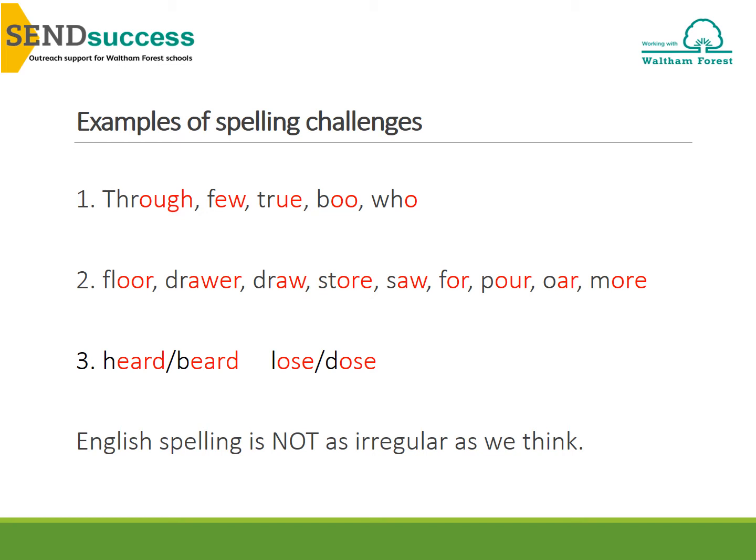English spelling is not as irregular as people think. There's a misconception that English is full of spelling irregularities. In actual fact, about 20% of the words in English have an irregular spelling. There is a lot more consistency and there is a lot more examples of patterns in English spelling. It's just that there's a huge variation in those patterns.